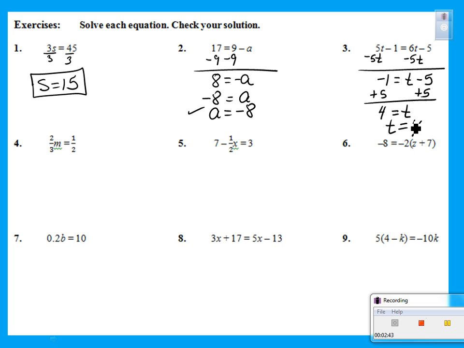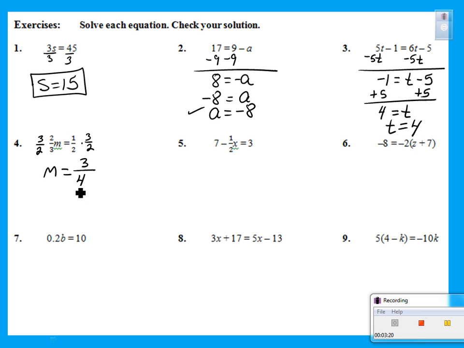Now, if there are fractions involved, here's what I'd like to get you in the habit of. I've got 2/3 m equals 1/2. I could divide both sides by 2/3. That's not the best way. I'm going to multiply both sides by the reciprocal. That's the best way, because remember, any number times its reciprocal is a multiplicative inverse, and that gives me a number of 1. So this becomes 1m equals, and you can use your calculator if you need to, but I'm going to multiply straight across. 1 times 3 is 3, 2 times 2 is 4, and I'm done.